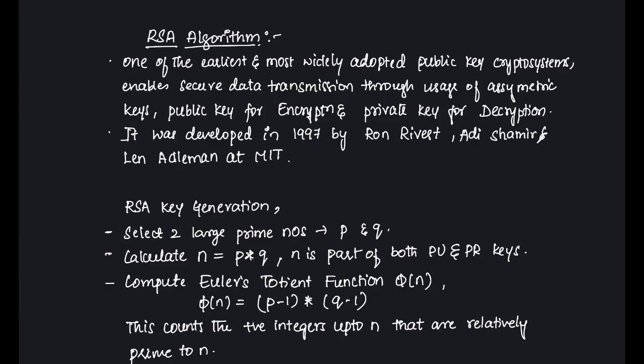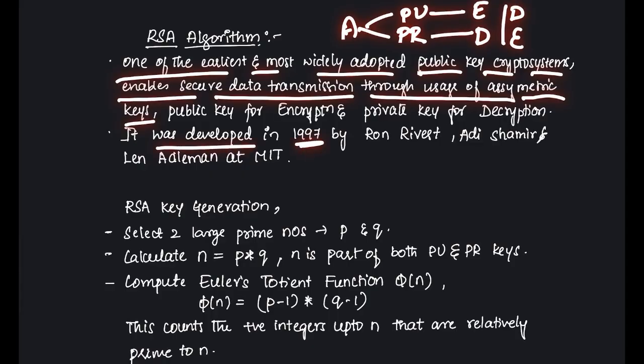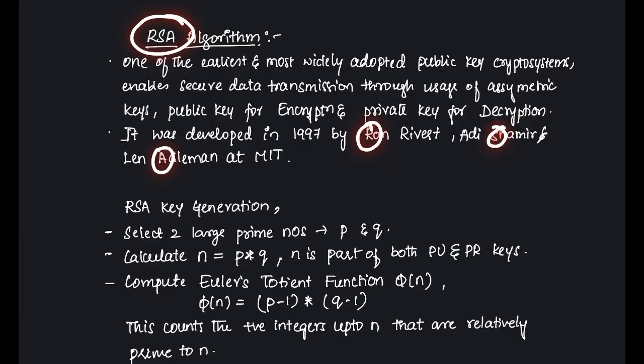It introduced the concept of the public key cryptosystem, where each user has a public key for encryption and a private key for decryption. It is one of the earliest and most widely adopted public key cryptosystems, and enables secure data transmission through the usage of asymmetric keys. We know asymmetric keys have one public key and the other is a private key. If the public key is used for encryption, then the private key would be used for decryption, or vice versa. It was developed in 1977 by these three scientists, and the name RSA derives from their names themselves: R, S, and A.